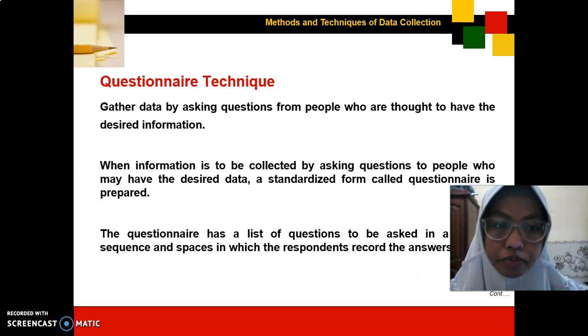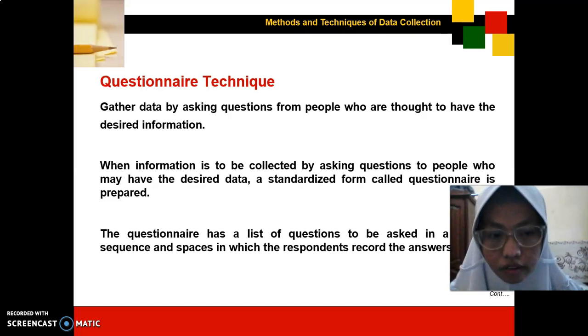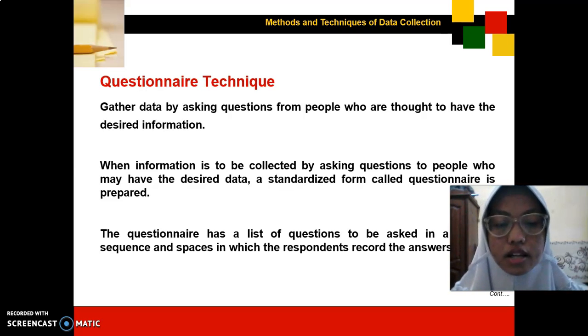Questionnaire technique. The questionnaire technique gathers data by asking questions of people who are thought to have the desired information. So when information is to be collected by asking questions to people who may have the desired data, a standardized form called a questionnaire is prepared. The questionnaire has a list of questions to be asked in a desired sequence and a page in which the respondents record the answers.